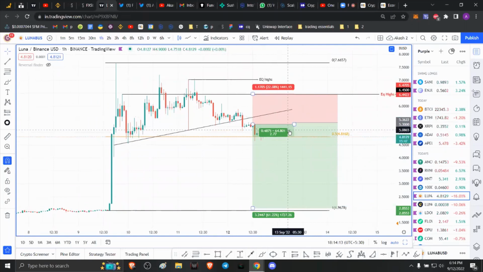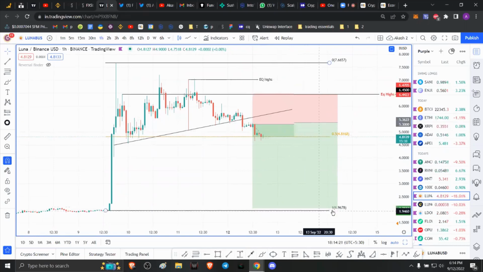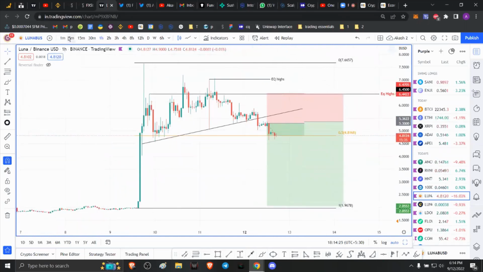But once we get a breakdown and a flip of the midpoint into a resistance level, that's where I'm potentially going to add more, and then ride this all the way down to $2, I think. So this is how I'm going to play Luna.